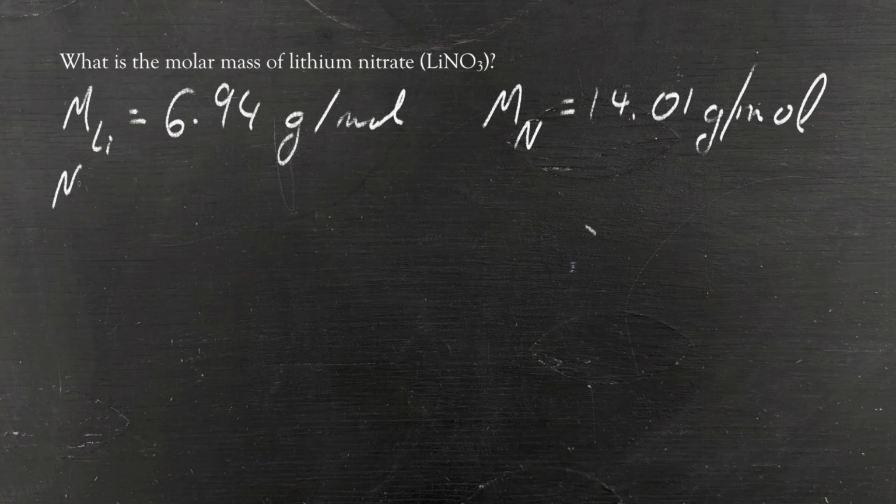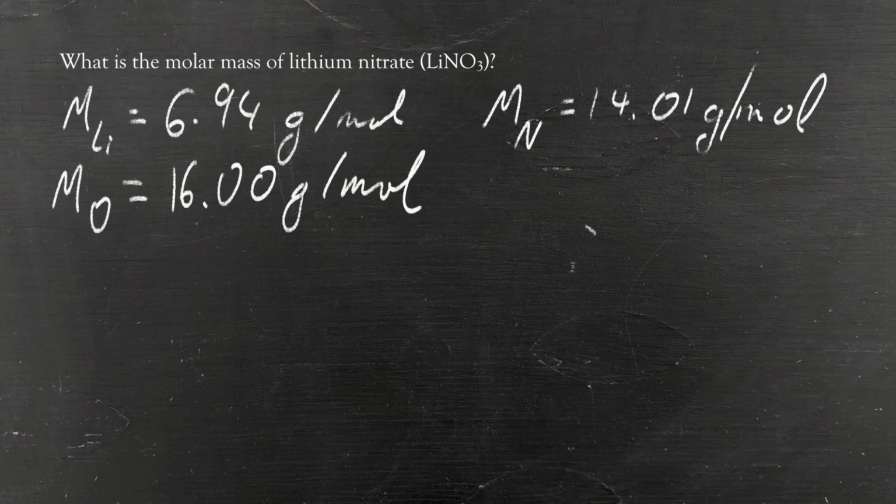And the molar mass of oxygen is equal to 16.00 grams per mole. What makes this question slightly more challenging is not just that there are 3 different atoms involved, but that there are 3 oxygen atoms in the molecule.